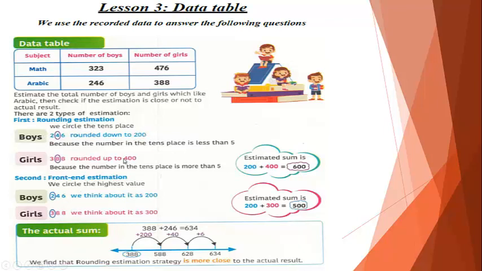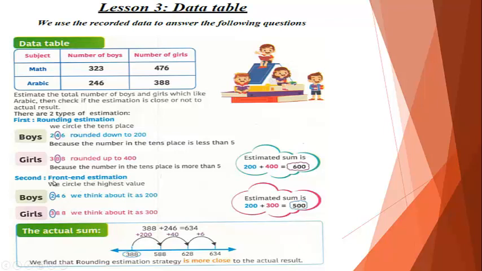And the number of girls, it's rounded up to 400. Then add 200 plus 400. 200 plus 400 equals what? 2 plus 4 equals 6, so it will just be 600. Okay. Now I have found the estimated sum. The total number is about 600. What is the other way?